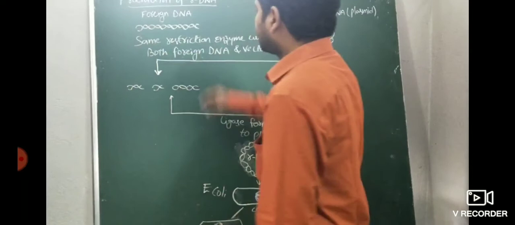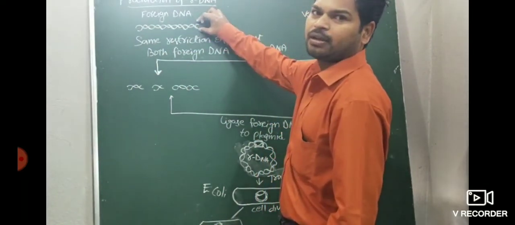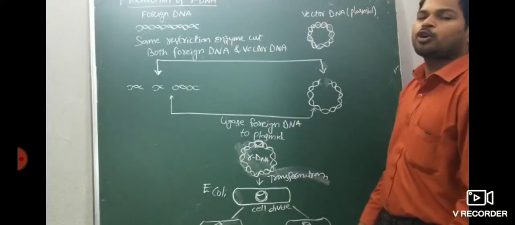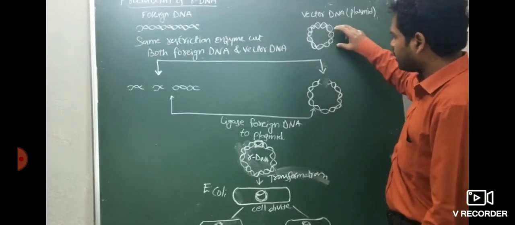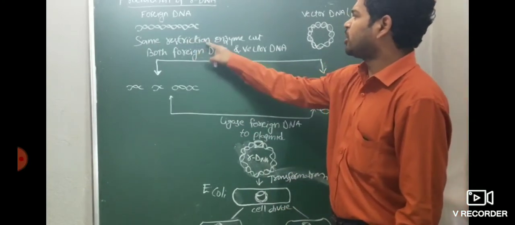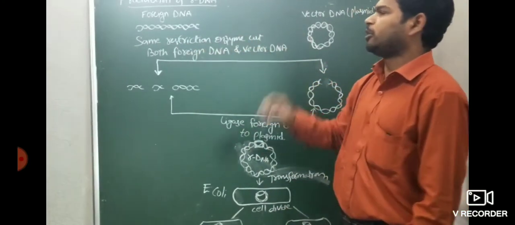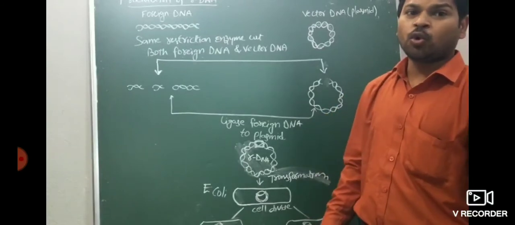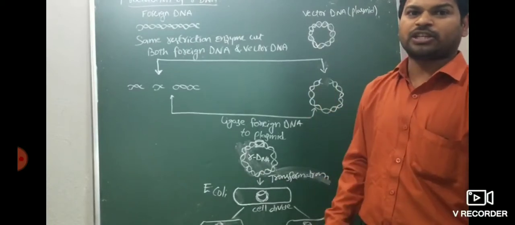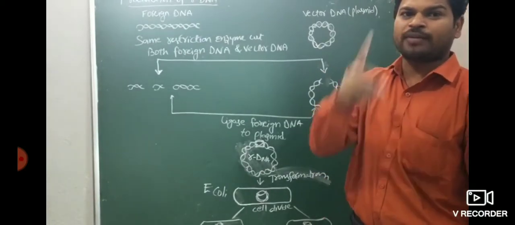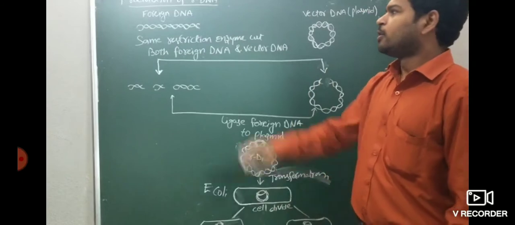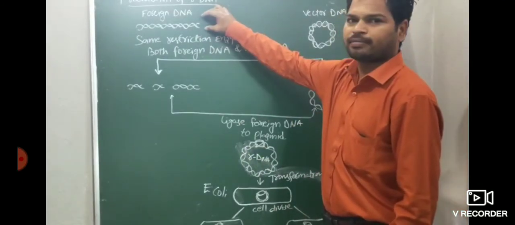Production of rDNA. This is the foreign DNA, alien DNA, desired DNA, all the same words. This is the vector DNA, the plasmid. An extrachromosomal circular DNA present in bacteria is called a plasmid. Vector DNA is nothing but plasmid. The same restriction enzyme cuts both the foreign DNA and the vector DNA. This is very important, to get the sticky ends. The same restriction enzyme is used to cut the vector DNA and the desired DNA to get the sticky ends.